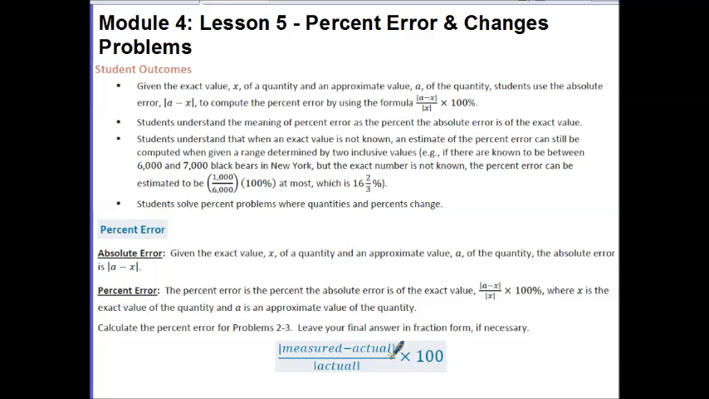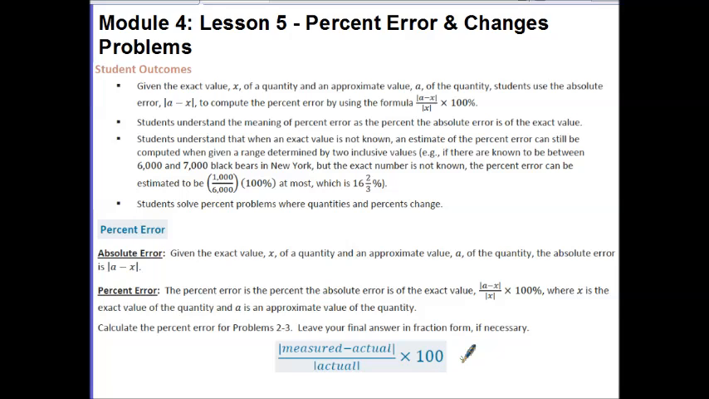For percent error, what we're then going to do is divide by the absolute value of the actual. So essentially what I like to memorize this as is measured minus actual over actual. We need to know that the result is always going to be positive, so that's why we have absolute values on it. And because we're talking about a percent, we multiply by 100, so you can take the decimal that you get and turn it back into a percent, giving us a final percent error.